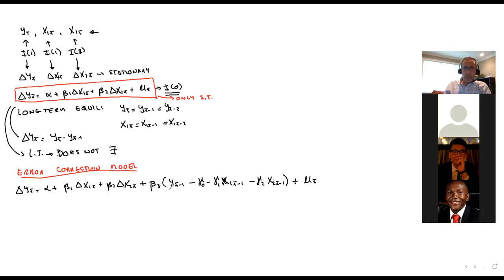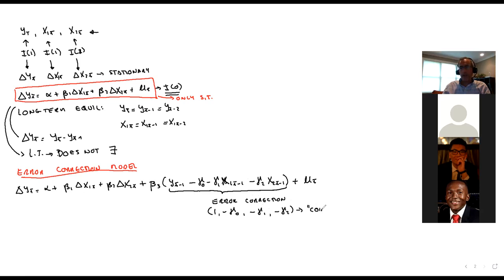So now, what is this part here? Do you see, guys, we have levels here, correct? These are variables in levels, so there are no changes. This part here is called the error correction. I will explain to you why. The vector 1, minus gamma 0, minus gamma 1, minus gamma 2 can be a co-integrating vector. I'm saying can be, guys, because we need to test that. It's not always true. It's a co-integrating vector if we obtain an I0 later, but this is the name. And this one here is called the speed of adjustment. I will explain in a minute.